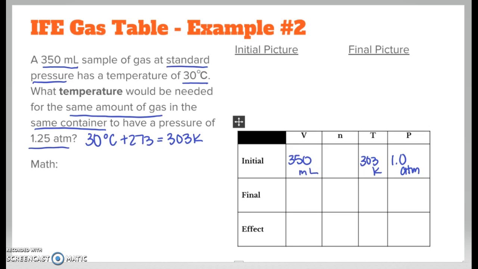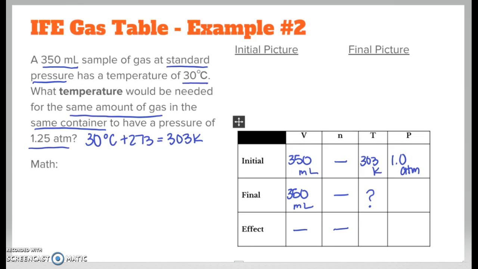What temperature would be needed for the same amount of gas? So we know we're solving for a new temperature, final temperature. If we have the same amount of gas, that's going to tell us that there's going to be no effect or no change in the number of particles that we have. They also never told us how many particles we started with, so we can kind of put a dash through all of those. Then it tells us that it's in the same container. If it's the same container, then the container volume should be the same. We'll also put a dash through the effect. There's going to be no change in that volume. So the only 2 things that are changing are temperature and pressure.